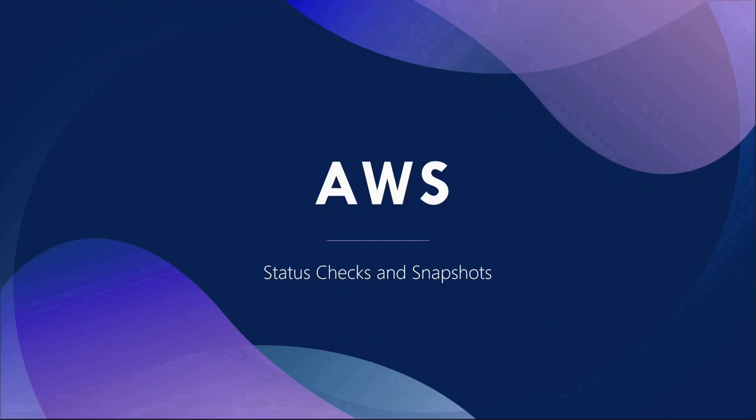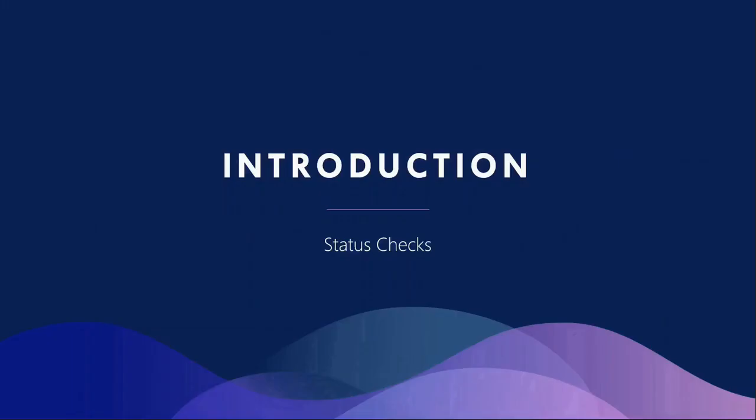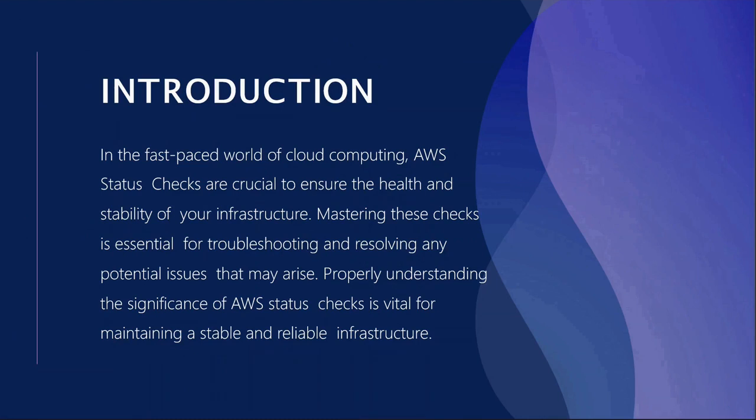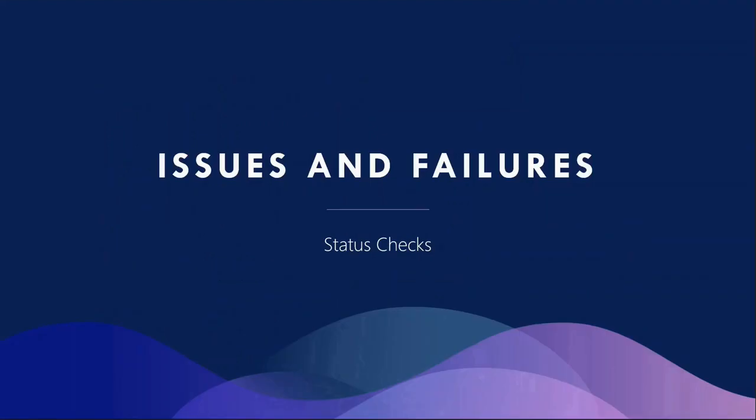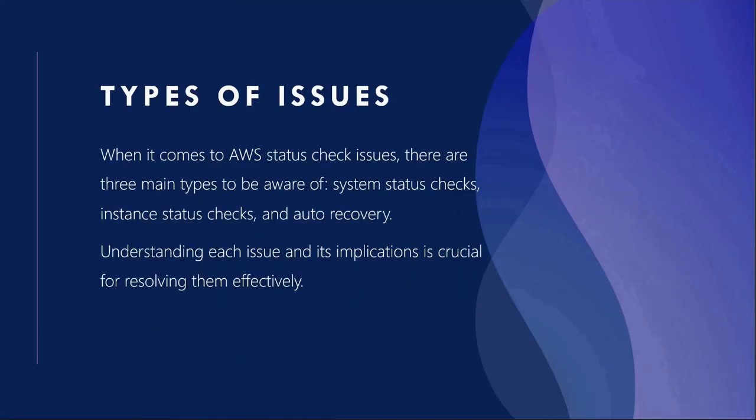Today we'll be looking at AWS status checks and AWS snapshots. Status checks are basically checks for the system on which your instance will be running and for the instance itself. There are some issues and failures which occur when you create an instance, which are indicated by the status checks. So let's look into those issues.